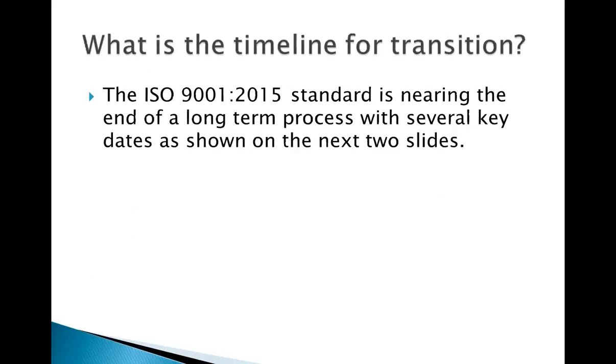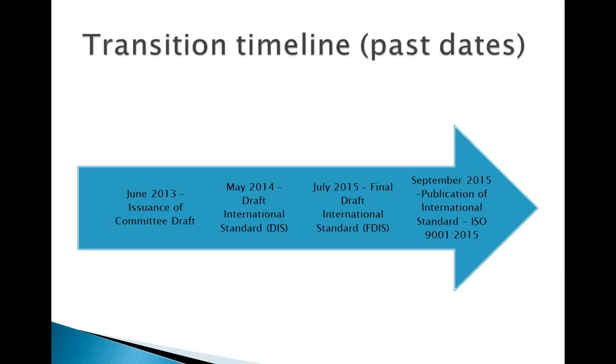So let's take a look at the timeline and look at where we've been and where we're going. Going all the way back to June of 2013, we saw the publication of the committee draft. And this was a document that was limited distribution. Pretty much just the committee members were the ones that saw this document.